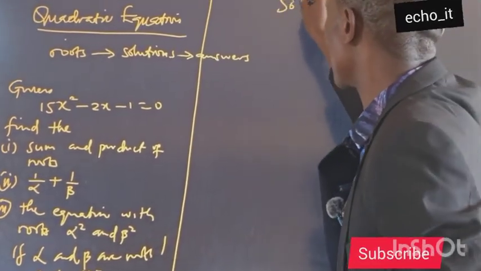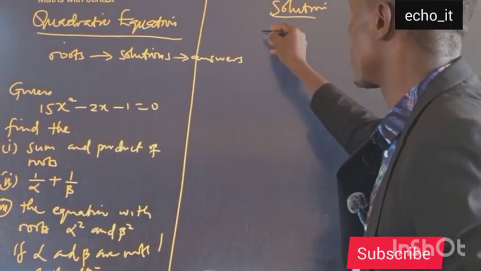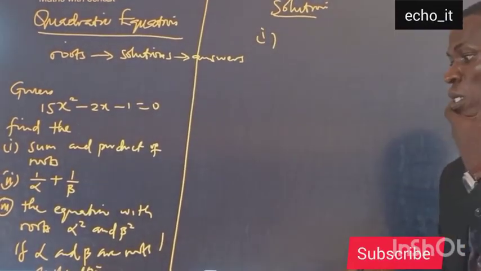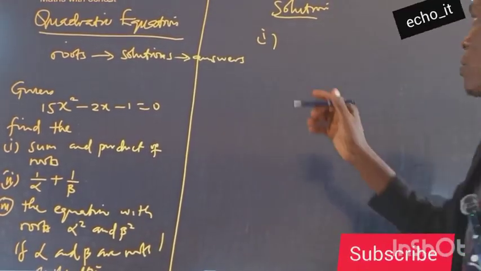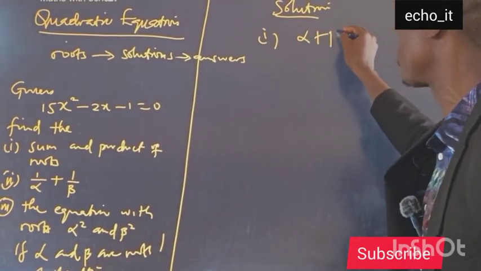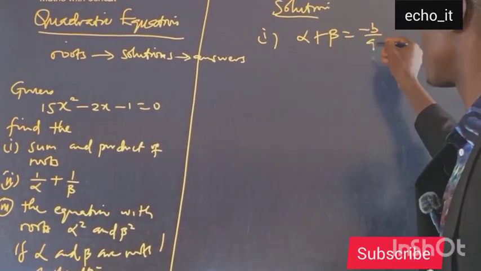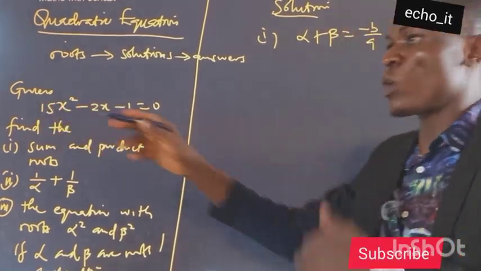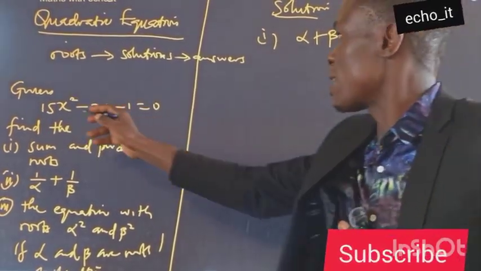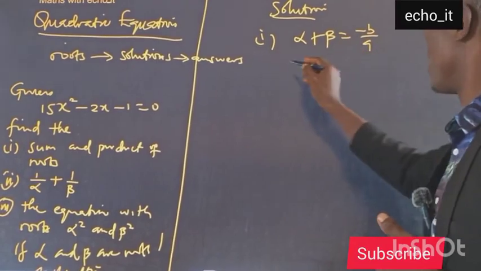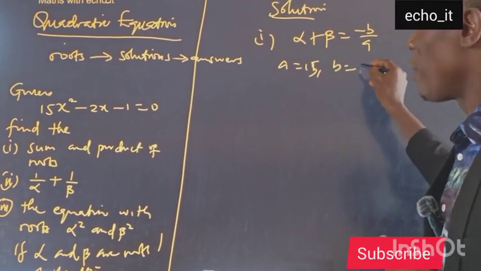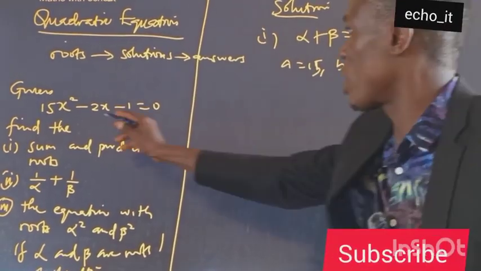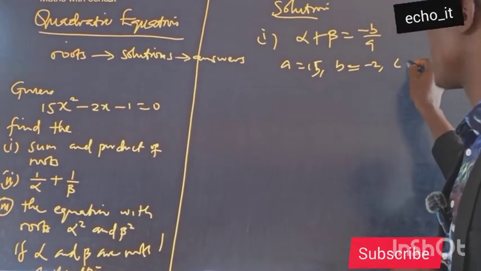Generally, if you are to find the sum and product of roots of a quadratic equation, if alpha and beta are the roots, in this case you can use any other letter. So if alpha and beta, sum means addition. That is minus b over a. And from this quadratic equation, we have denoted that a is 15. Let me write that again. b is what? Minus 2. That's coefficient of x. And c is minus 1.